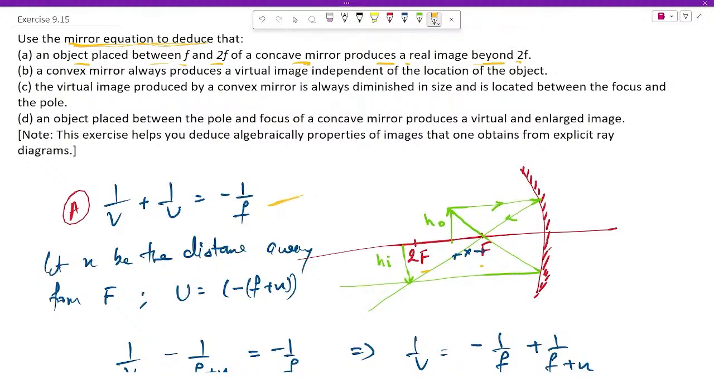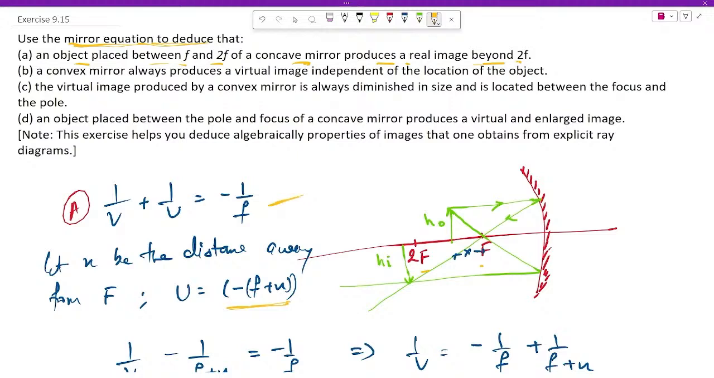That is, it will be formed by the real intersection of light, or in simple terms, it should be formed on the left side of the mirror. That is, v should be negative. v, the distance from the pole of the mirror to the image, should be negative using the sign convention. So let's begin. I have assumed that the distance between the focus and the object is x. That makes u, the object distance from the pole of the mirror, equal to f plus x. Now using the sign convention, u can be substituted as minus of (f plus x).